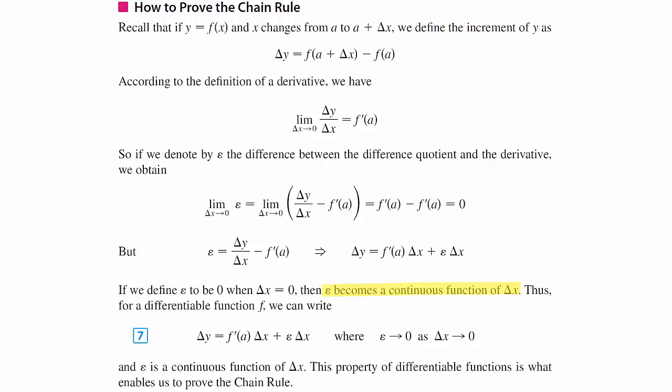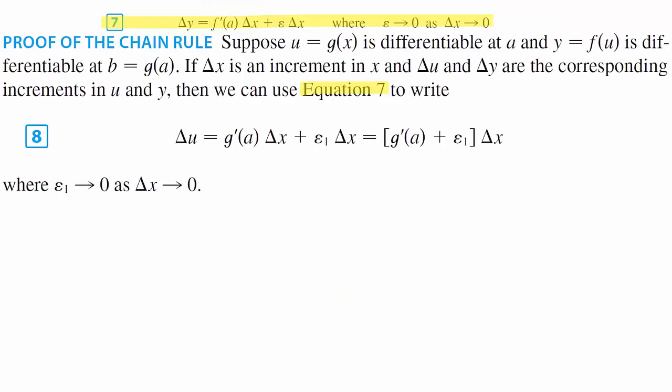We can write delta y in this form down here, and we can define epsilon to approach 0 as delta x approaches 0. And this property of differentiable functions is what enables us to prove the chain rule. So now we can actually get to the proof of the chain rule, since we did all that preliminary work.